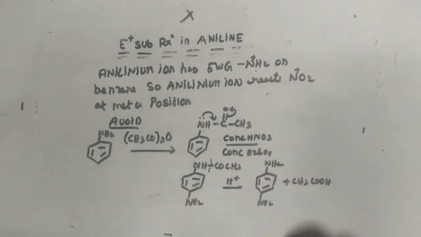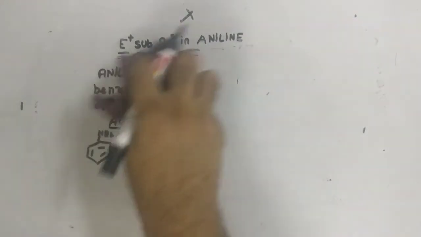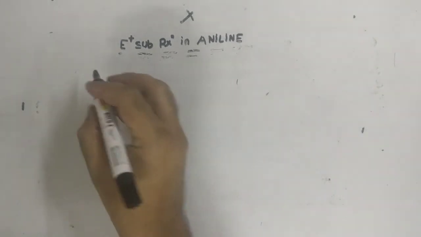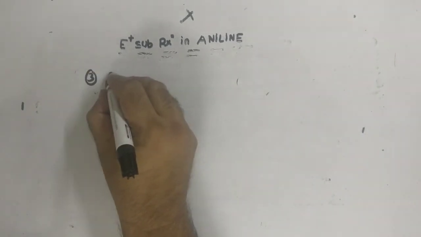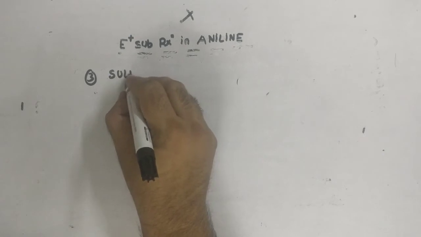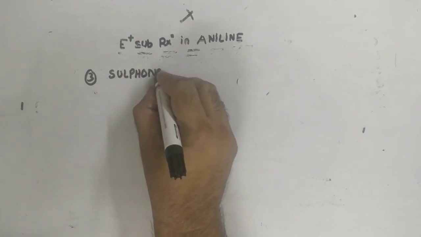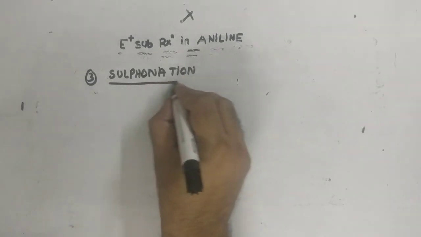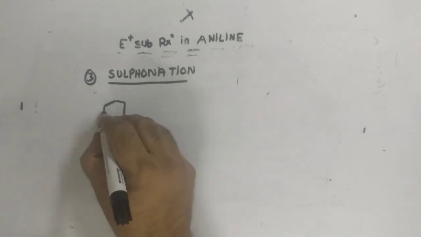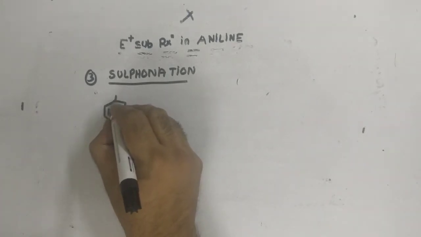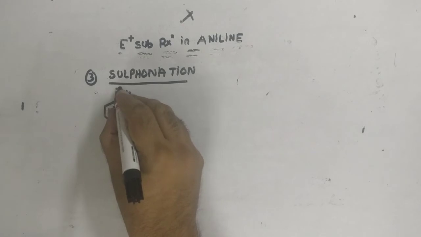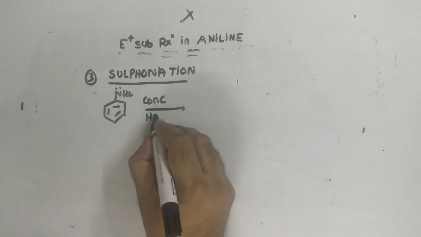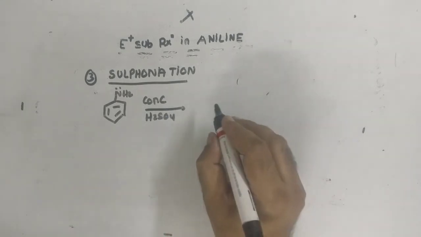The next reaction we need to discuss is called sulfonation. Let us discuss sulfonation of aniline. Sulfonation, which group attaches? The group that attaches is SO3H. So the problem is we take aniline, which is a Lewis base. Due to the lone pair of electron on nitrogen, we are reacting for sulfonation with an acid, concentrated sulfuric acid.